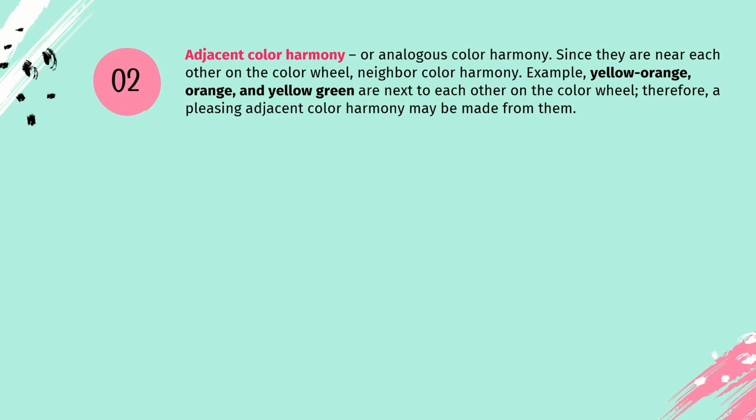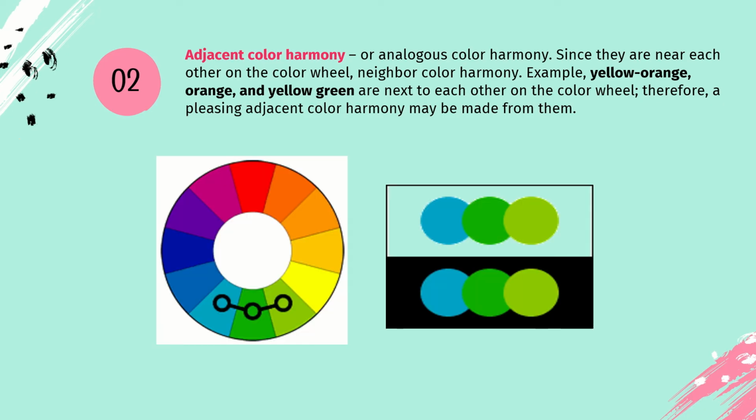Second is the adjacent color harmony, or the analogous color harmony. Since they are near each other on the color wheel, it is also called neighbor color harmony. For example, yellow, yellow-orange, orange, and yellow-green are next to each other on the color wheel. Therefore, a pleasing adjacent color harmony may be made from them. Another example of adjacent color harmony is blue, green, and yellow-green.